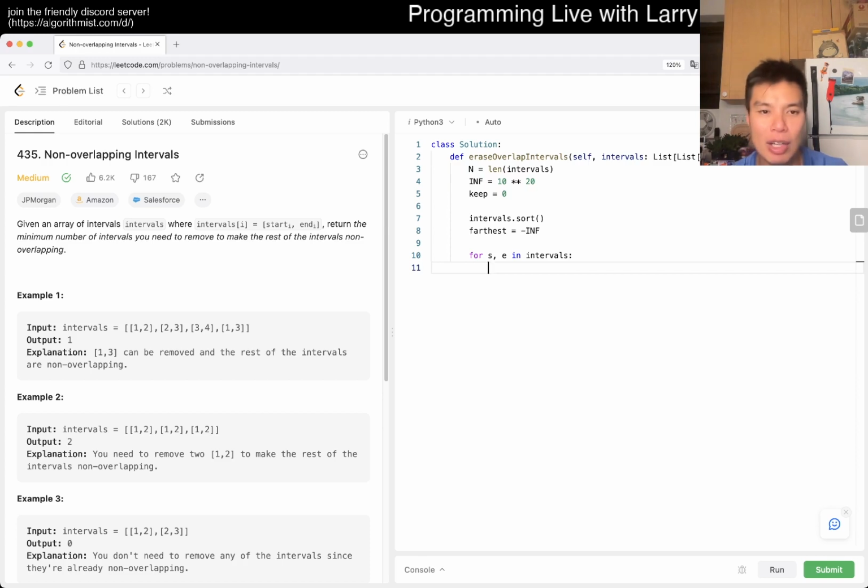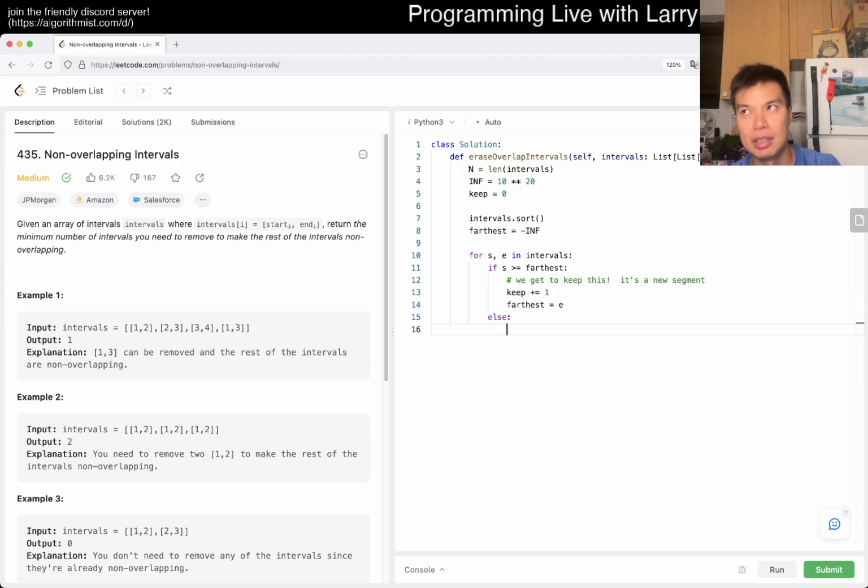So basically now, if s is greater than or equal to the farthest, that means that we get to keep this. It's a new segment. Yeah, and that means that we increment keep by 1. We set farthest equal to y, right?